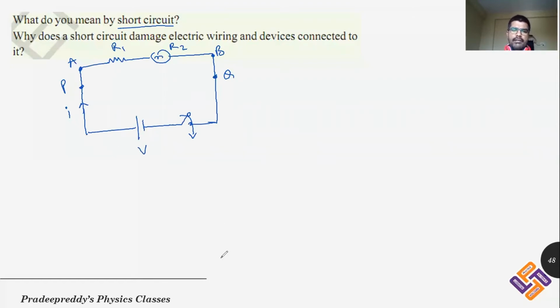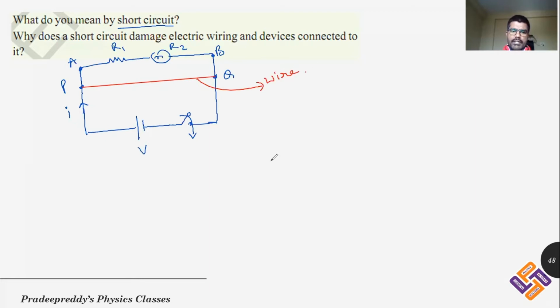Now I will take another wire and connect it from P to Q. There is no component between P and Q. There is only a wire connected from P to Q. There is no resistor, bulb, ammeter, or any device between P and Q. P to Q is just a wire.